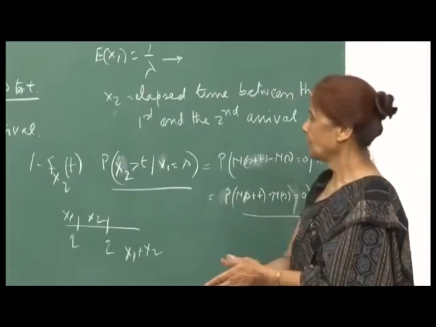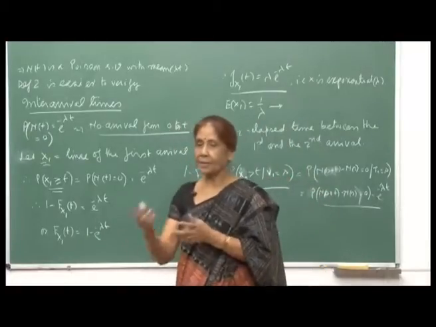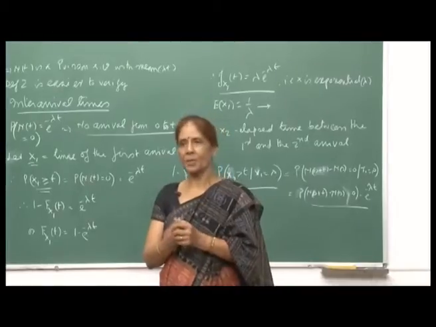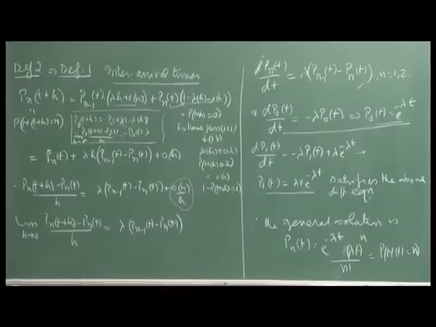So, that means the inter-arrival times are all exponential, and that you can relate with the memoryless property of the exponential distribution, which comes from your independent increments. So, the two things are related.